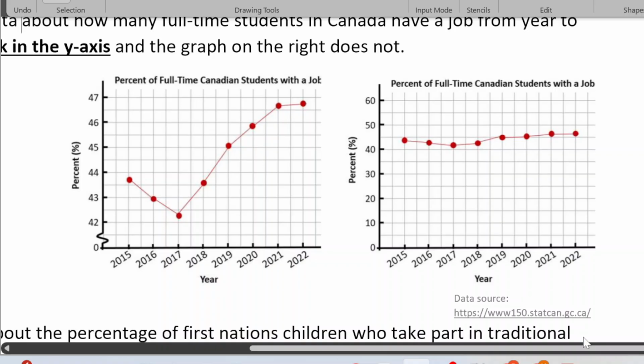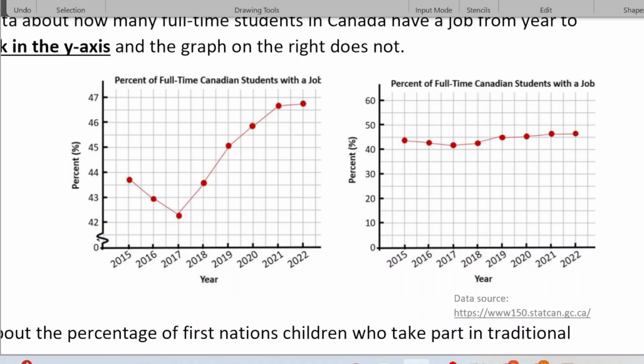Okay, so exact same data. A break in the graph is when you jump. So we're going from 0 here, and then this little break means we've jumped all the numbers from 0 to 42, and then we just started going up by 1. Sometimes you want to use a break if it's practical, but you just have to realize what the break does to the picture. On the right, we haven't used a break.